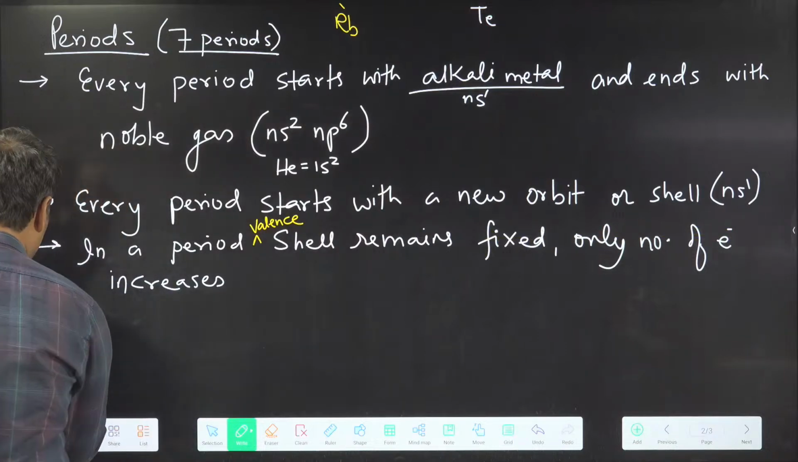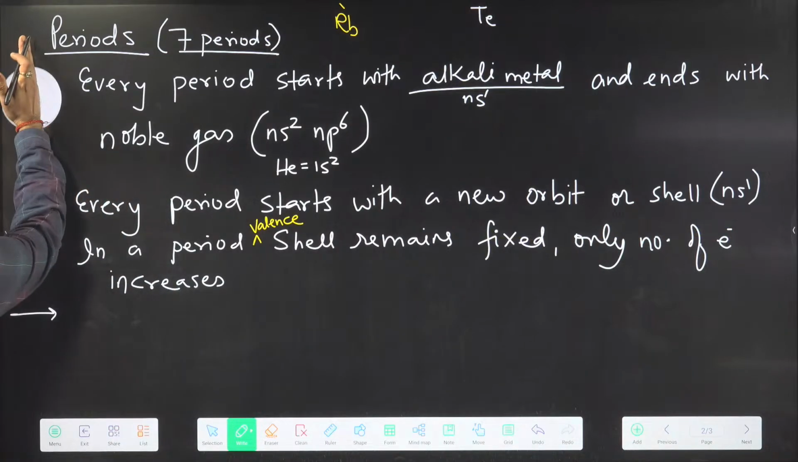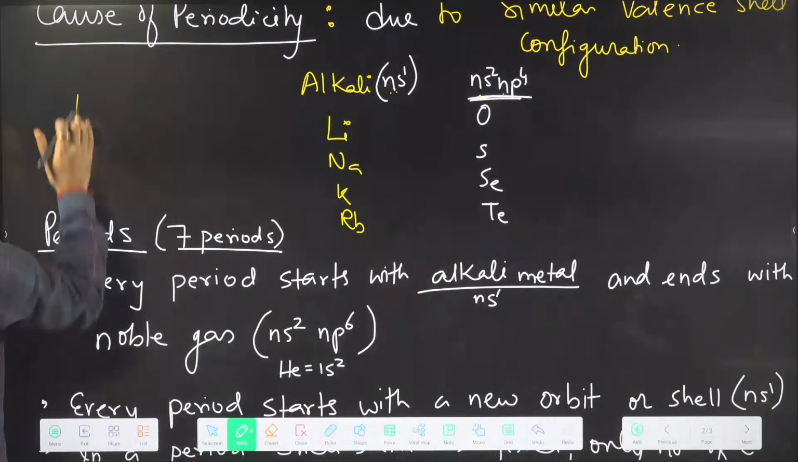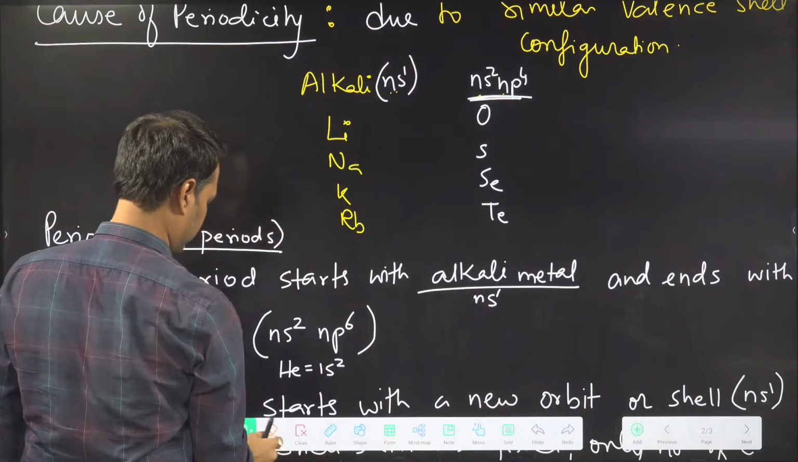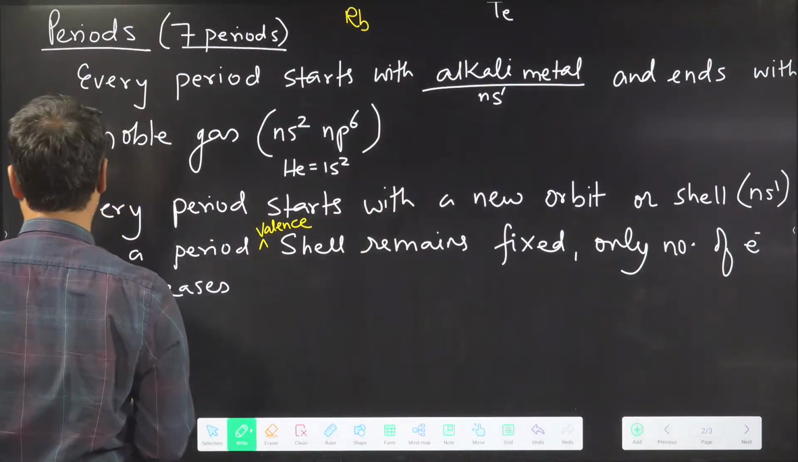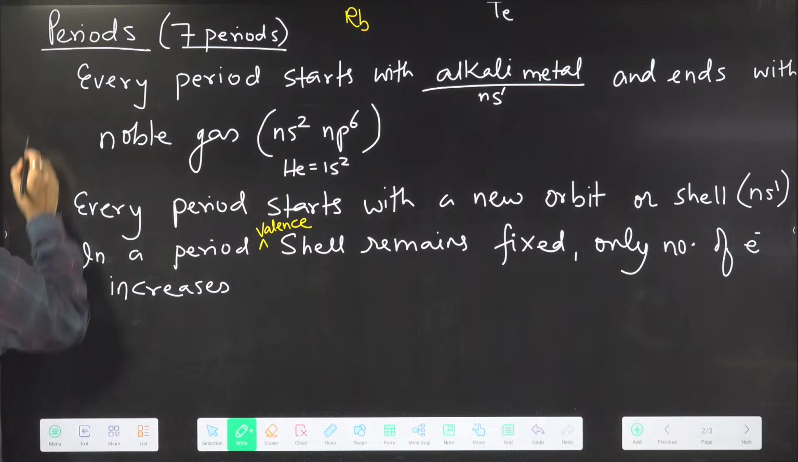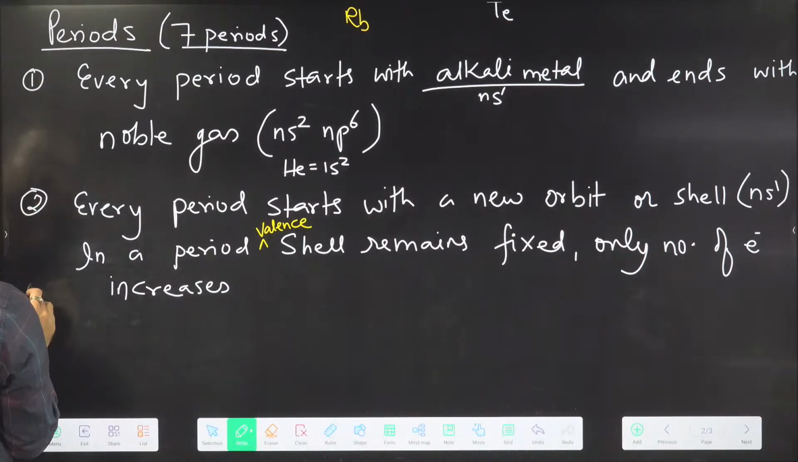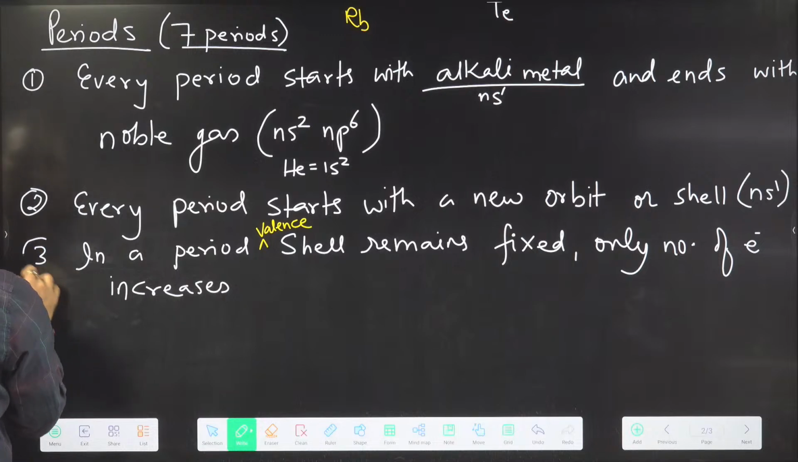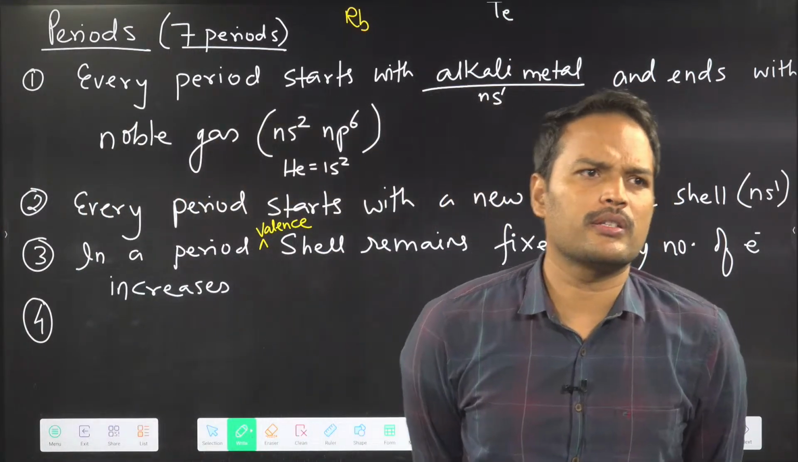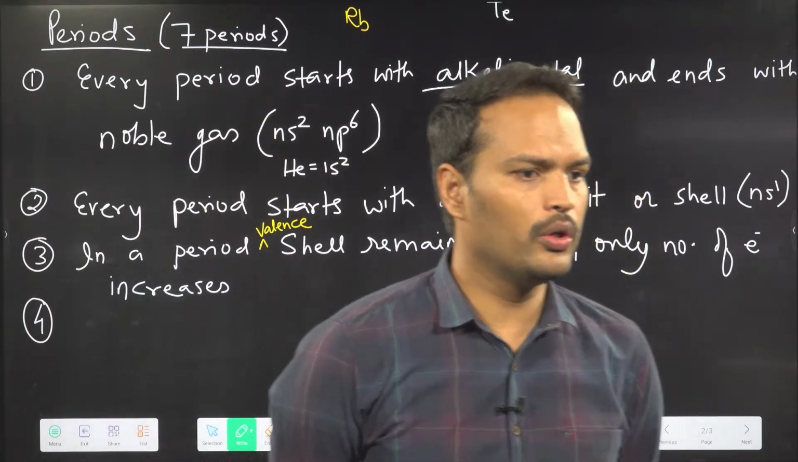Now the final point which I want to write. What is the final point? We have written 4 points. This is your 1, 2, this is your 3, and the 4th point we are going to write. Do you remember quantum numbers? Yes or no?